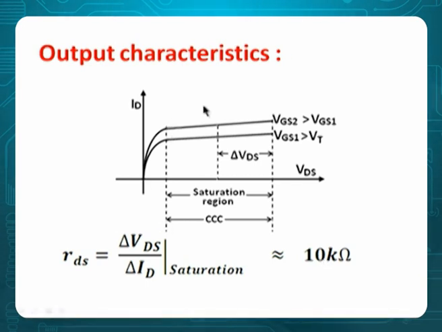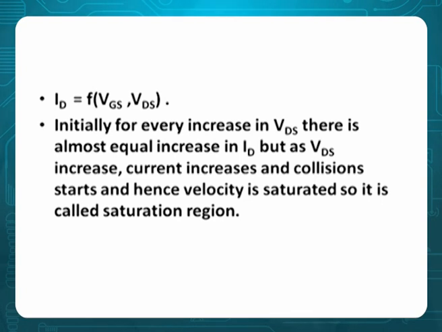The fact of the matter is you can also calculate GM. For example, this one ID1, ID2, VGS1, VGS2, change in ID by change in VGS. So if you take two characteristics and ID, you will get GM. If you take one characteristic and ID, you will get RD. So this is what I mean by output characteristics.